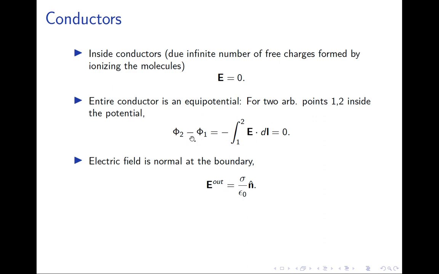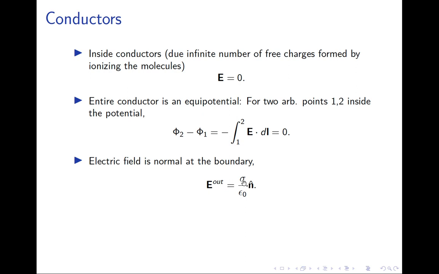If this is an equipotential surface, then the tangential component has to be 0 along the surface of the conductor. So at the surface of the conductor, there is no tangential component. It can only have a normal component. How much is the normal component? The normal component is given by the induced surface charge on the conductor, or whatever the surface charge density.